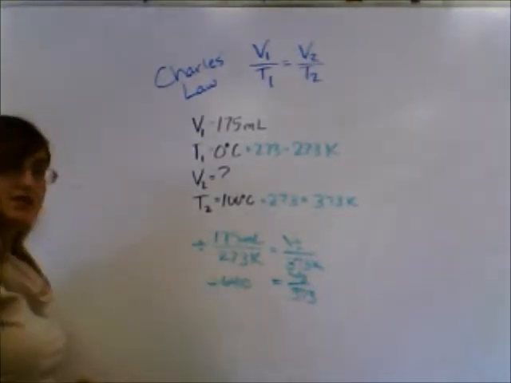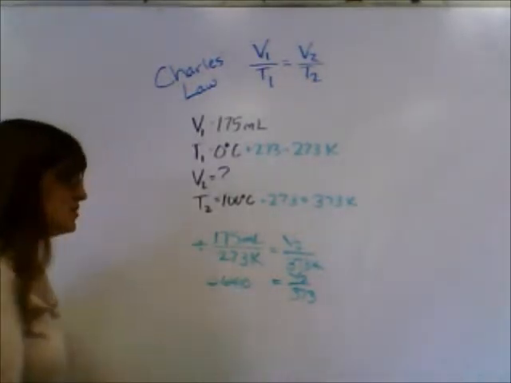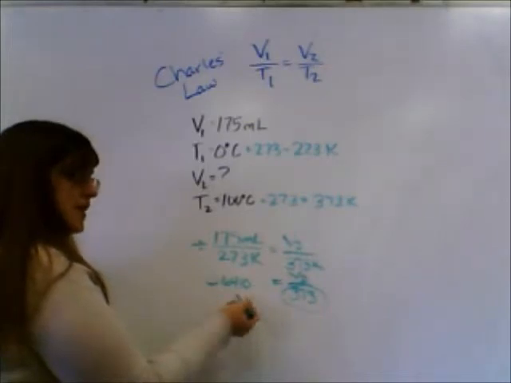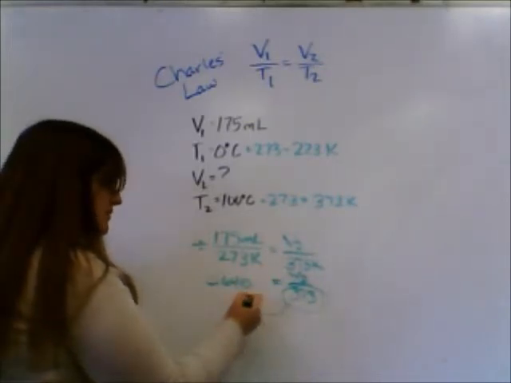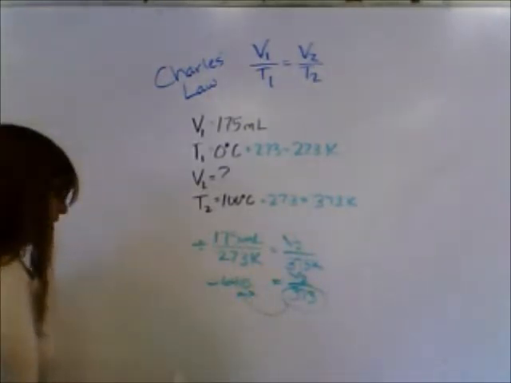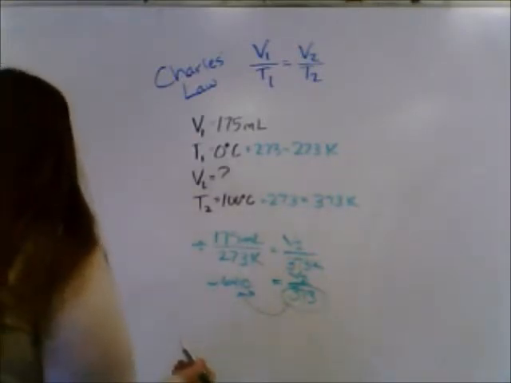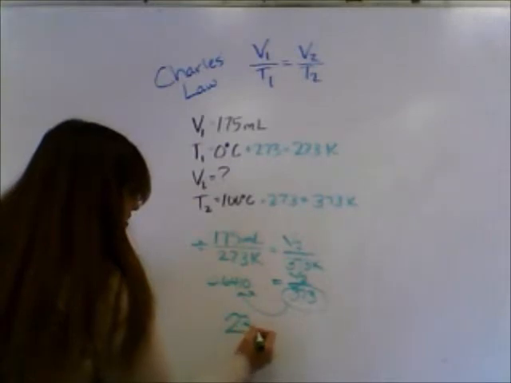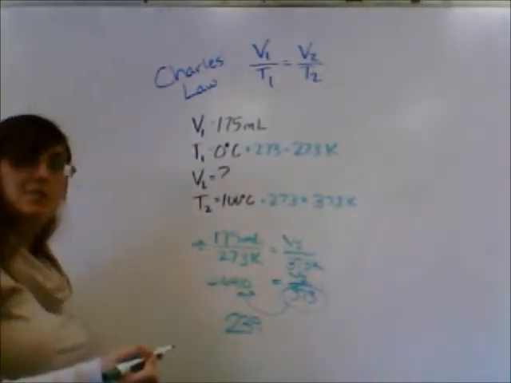So now what we need to do is get this off the bottom. Since we're dividing here, we're going to multiply on this side to get rid of it. So we take this over here and we multiply. When we multiply that, what we wind up getting is 239. Now we need to remember our units.